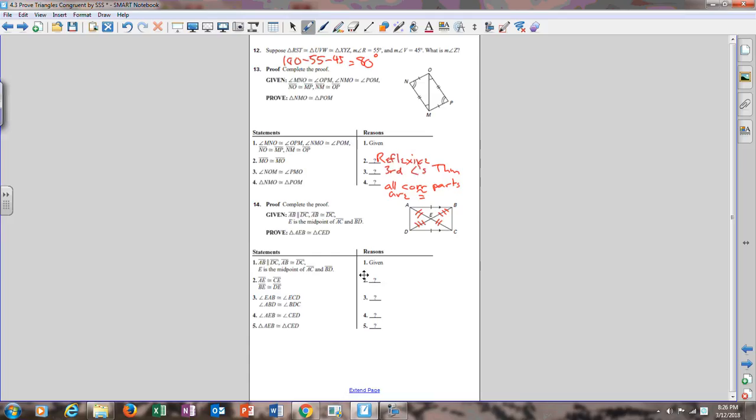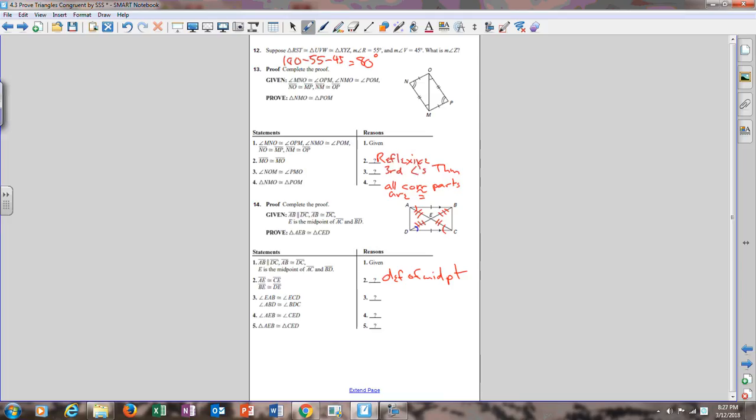Now, I want to know how we know that. We know that by the definition of midpoint. The midpoint cuts this segment perfectly in half. Then angle EAB is congruent to ECD. We know those are congruent because those are alternate interior angles. Anytime you're looking at parallel lines, look back at those angles we did. There's alternate interior, alternate exterior, corresponding. This is because of alternate interior.